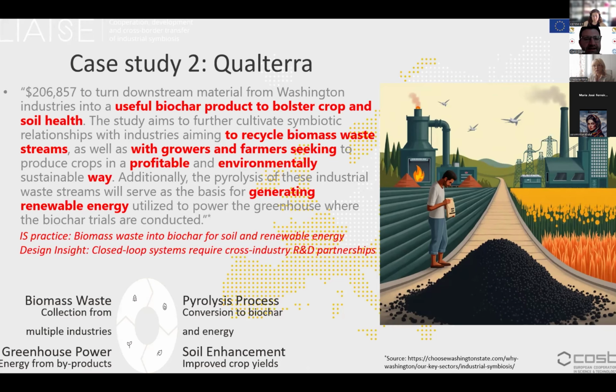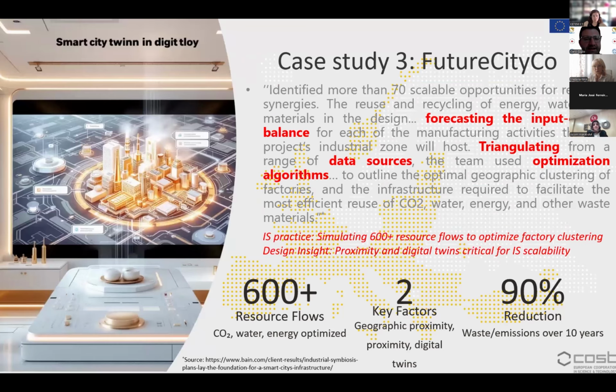And the third case is instead the Future City Co case related to the use of data analysis and algorithms to forecast the input-output balance for each of the manufacturing activities in a specific area and in a specific industrial zone, and triangulating a range of data sources in order to optimize the algorithm and match all the data to outline the optimal geographical clustering and distribution of the factories in order to facilitate industrial symbiosis practices, like simulating 600 more or less resource flows in order to triangulate all this data and optimize the factory clustering.